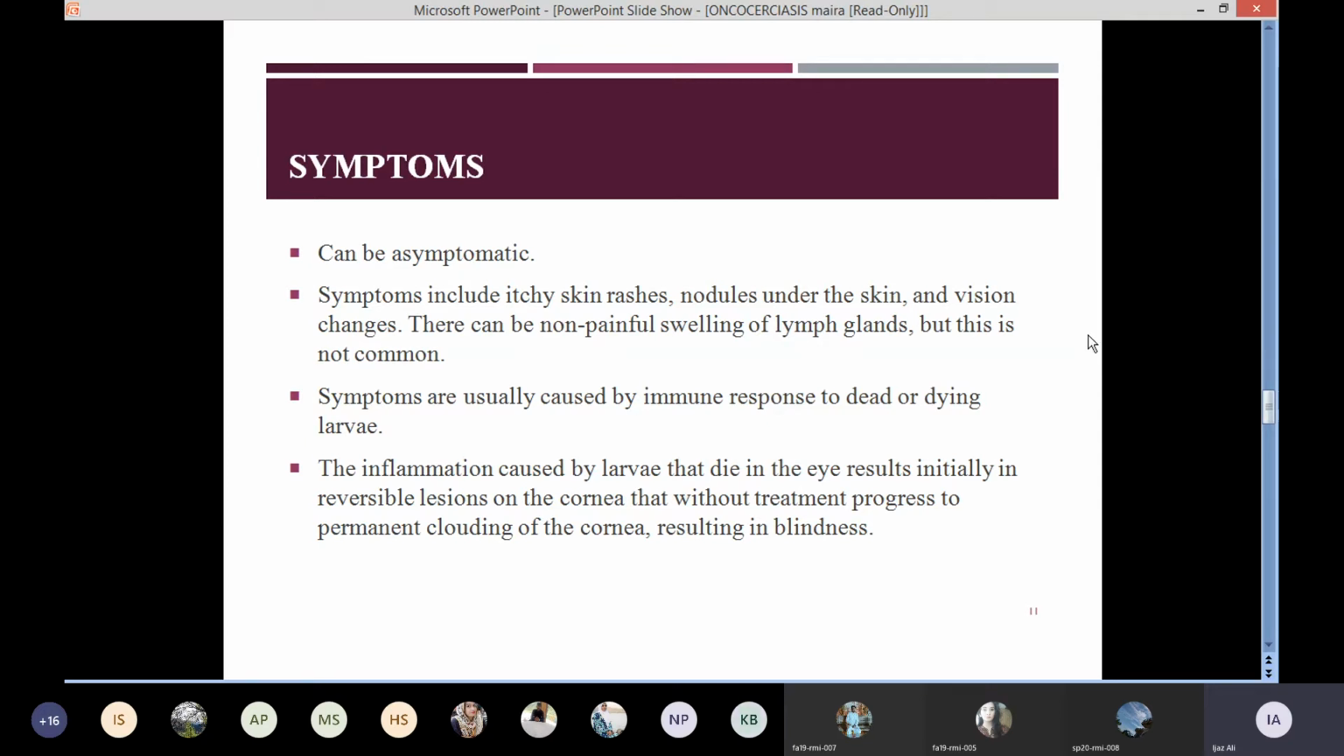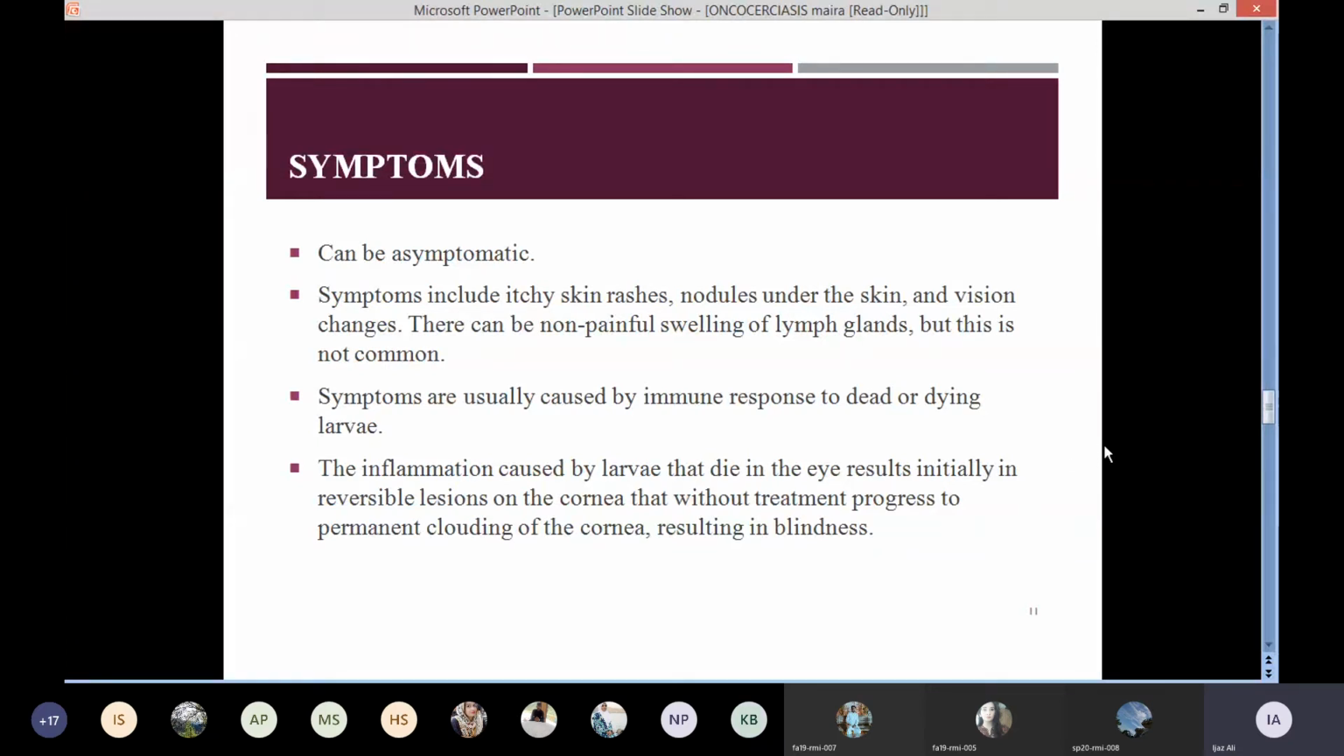The symptoms are usually caused by an immune response to dead or dying larvae. When the larvae are dying, they come in contact with different types of immune cells that we learned about during our lectures on immunology, and those cells release different substances which produce the symptoms that people feel. The inflammation caused by larvae that die in the eye results initially in lesions on the cornea, but without treatment progresses to permanent clouding of the cornea, resulting in blindness.